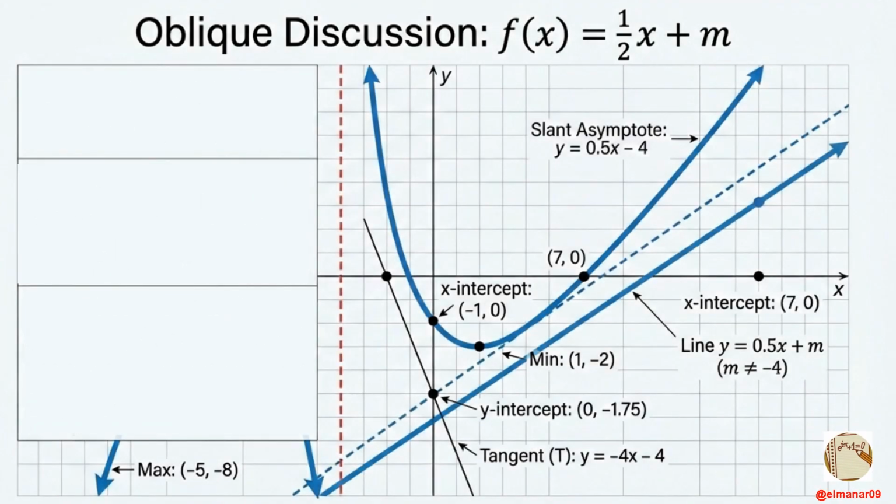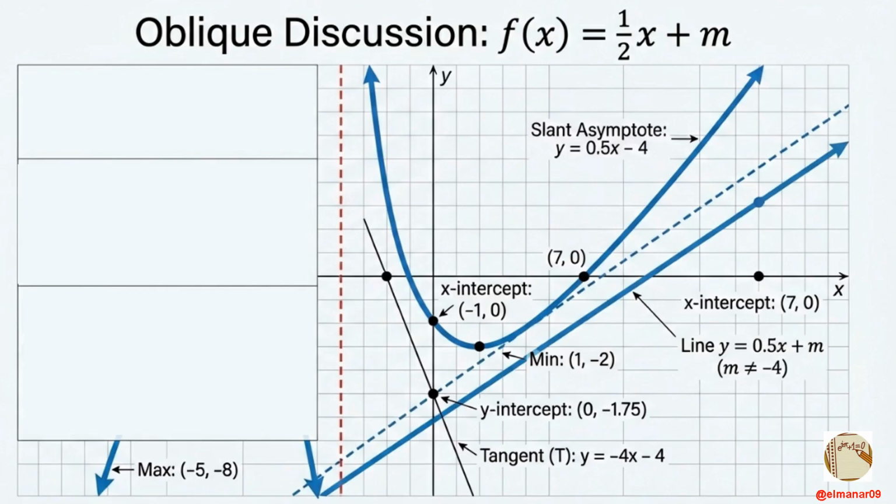Look at the board here. We're talking about the oblique discussion. Now, don't let the name intimidate you. It's just a fancy way of seeing how our function f of x interacts with a family of lines that are slanted. Specifically, we're looking at lines that look like y equals 1/2 x plus m. You see that m right there? That's our shifter. It moves the line up and down the y-axis, but the slope? The slope stays exactly at 1/2. It's like a fleet of cars driving parallel on the highway.